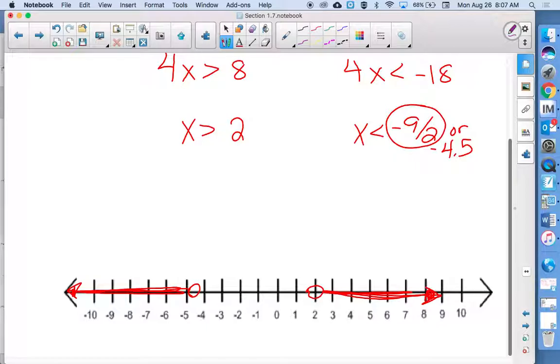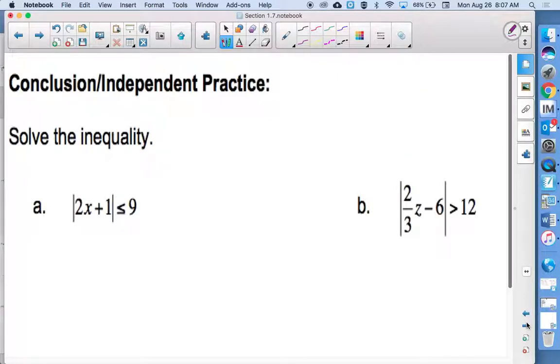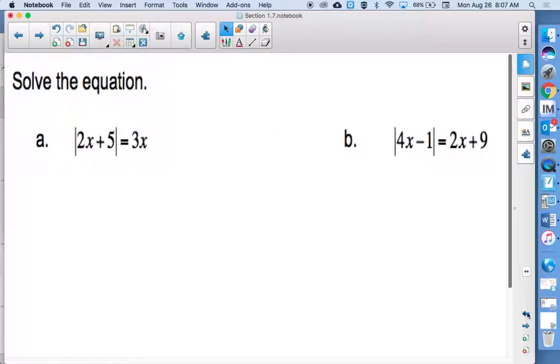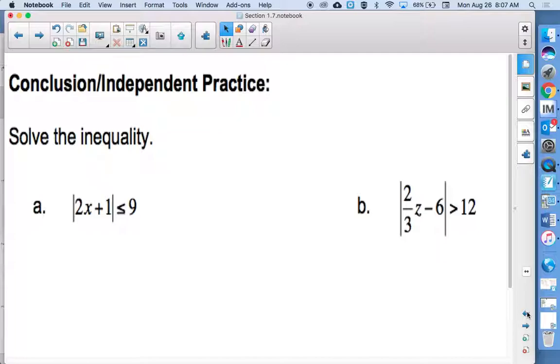So I believe there are 4 problems on the last page which say, like, practice. First 2 are inequalities, the second 2 are equations. So solve the inequality. And then the second group, solve the equation.